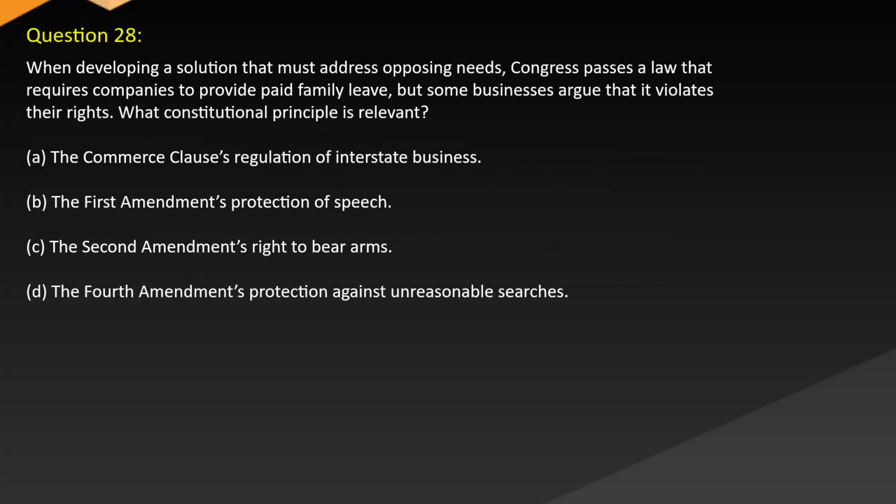Question 20. When developing a solution that must address opposing needs, Congress passes a law that requires companies to provide paid family leave, but some businesses argue that it violates their rights. What constitutional principle is relevant? A. The Commerce Clause's regulation of interstate business. B. The First Amendment's protection of speech. C. The Second Amendment's right to bear arms. D. The Fourth Amendment's protection against unreasonable searches.